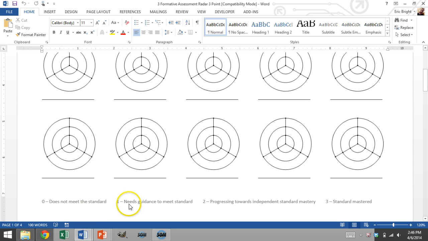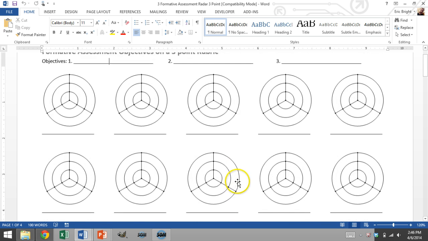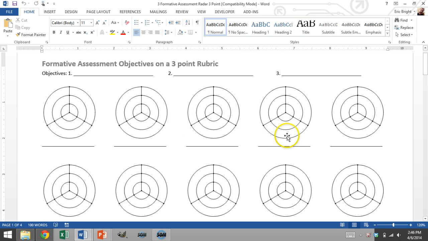0 means does not meet the standard. 1 means needs some guidance to meet the standard. 2, progressing towards independent standard mastery. And 3, you've got it mastered. You're doing a good job. And so you can see here we've got 15 students. You can write students' names right here on these lines. Put a student's name right there. You got 15 of them. And then as students are answering those questions, you're just walking around and placing dots or whatever on this graph, where each of these radii that are sticking out here correspond to one of these objectives.